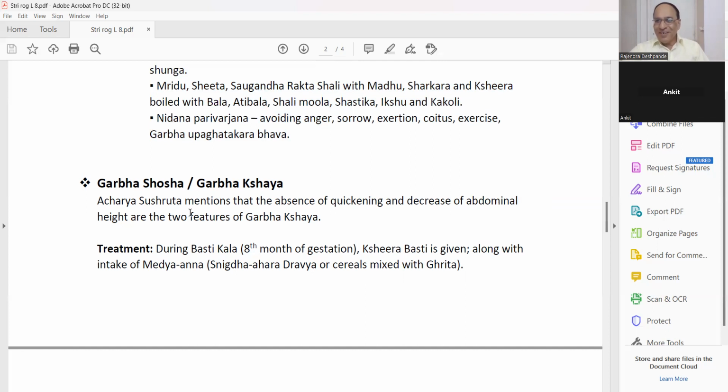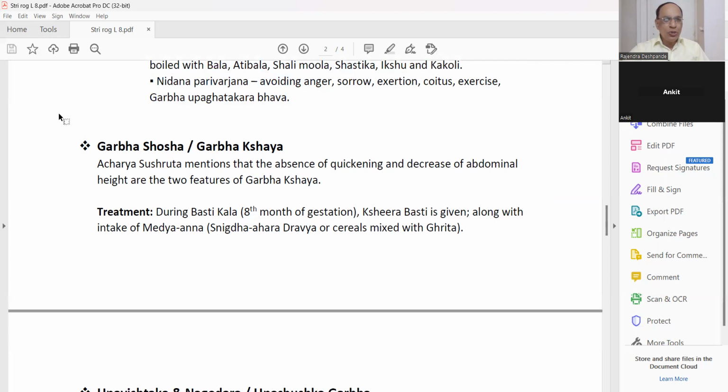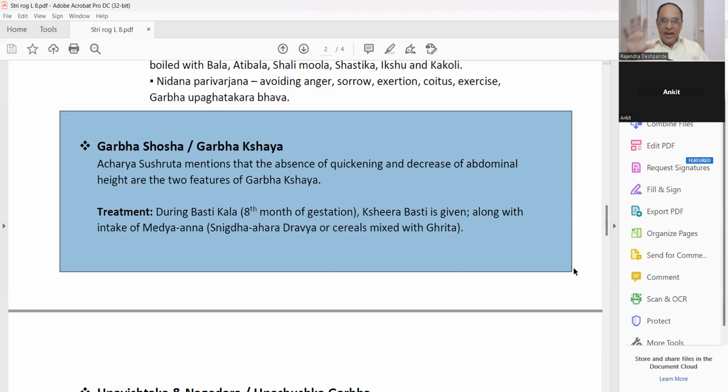Next problem, Garbha Vyapad. Garbha Shosha and Garbha Kshaya. Acharya Sushruta is saying that absence of quickening and decrease of abdominal height are the two features of Garbha Kshaya. The growth is not proper. The fetus inside the uterus is not developing. Growth is not proper. That is Garbha Kshaya. Then these words are important, so write down.